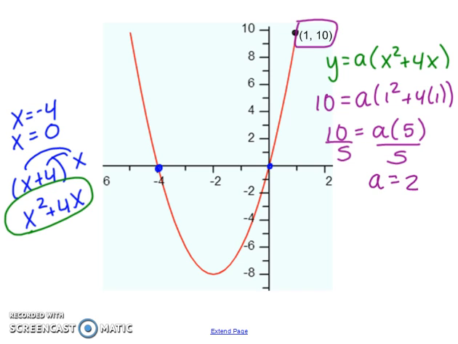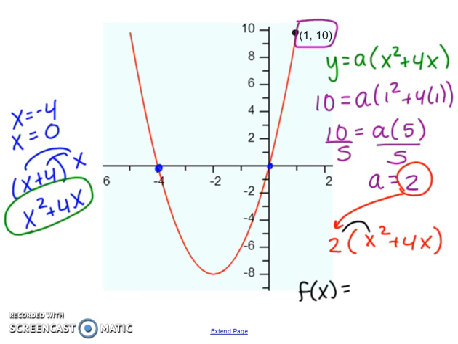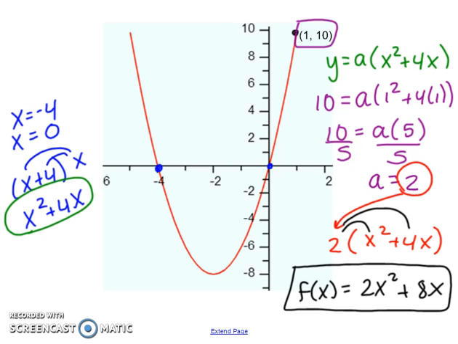That means that I have a leading coefficient of 2. So now what I have to do is multiply that leading coefficient, this 2, times the function I had. So our final answer, f of x equals, we're going to distribute, 2x squared plus 8x. And that's our final answer.